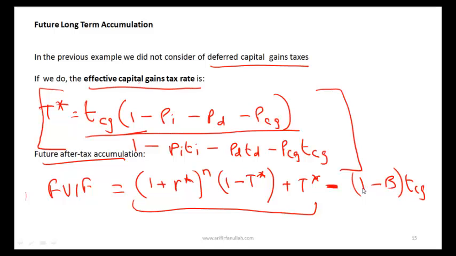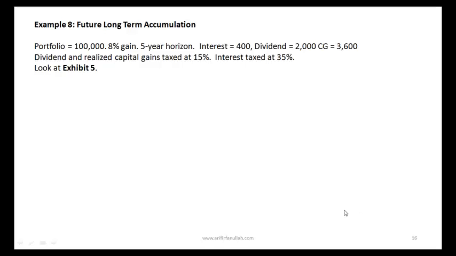We are nearly at the end of section 3. Let's now look at example 8. You need to solve this now. Example 8 talks about future long-term accumulation. You have a portfolio of 100,000, 8% gain, 5-year horizon. You are given the interest, dividend, and capital gain. The same tax rates apply: 15% for realized dividend and realized capital gains, and 35% for interest. You can use Exhibit 5 in the curriculum to solve this problem, but I want you to spend a few minutes here to actually try and get the numbers that they have shown in this example.